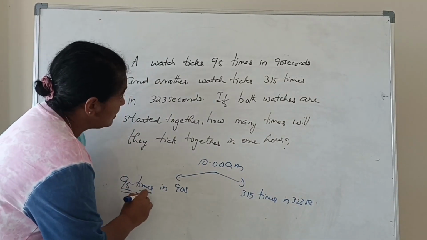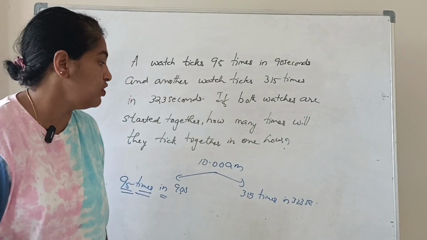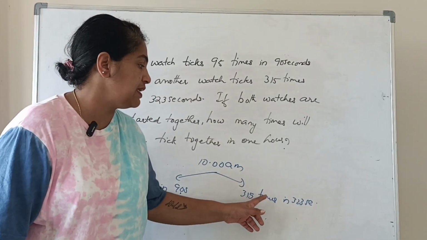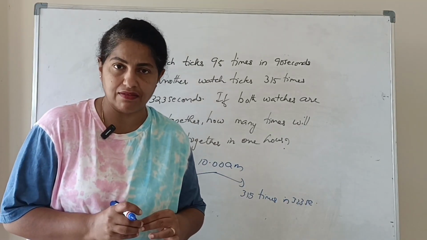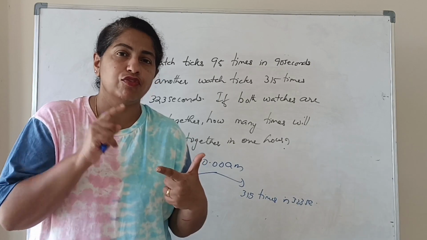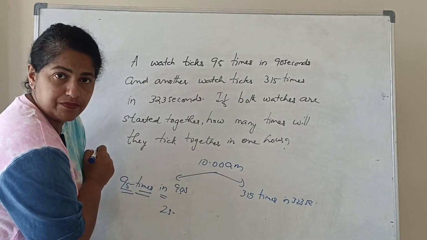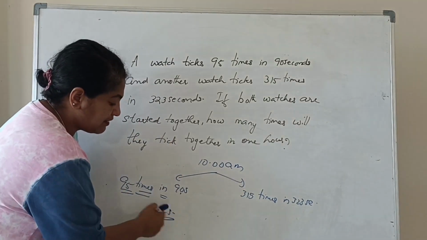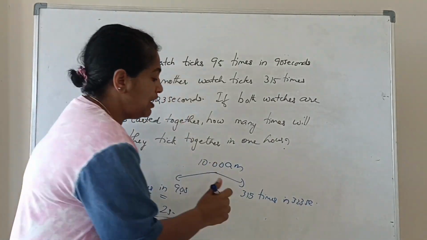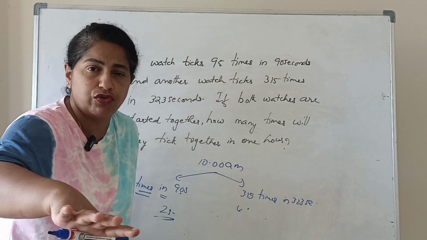It is ticking 95 times in 90 seconds. The second watch is ticking 315 times in 323 seconds. What about the previous sum? In the previous sum, the first bell was tolling after every 2 seconds. Okay, for one toll, it took exactly 2 seconds. The second bell took exactly 4 seconds. The third bell took 6 seconds, so on and so forth.